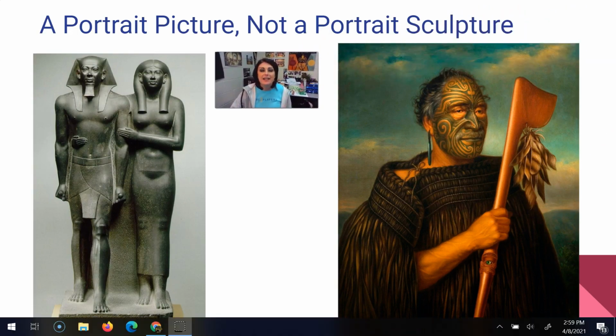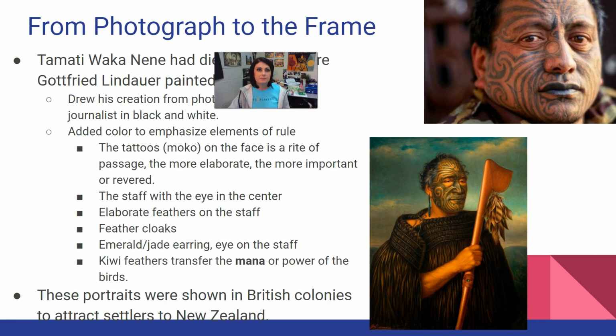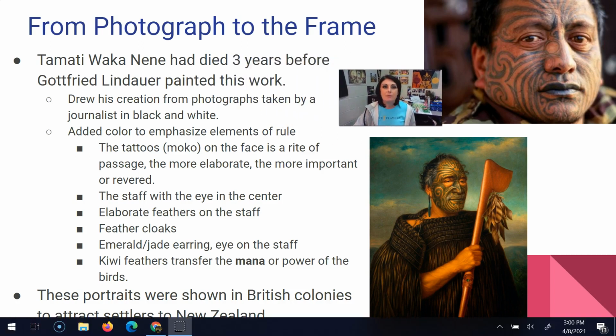All right, and again, it's kind of like with the Ka statues that we saw in Egypt. This was a portrait not just to be looked at. This had power to the Maori. Like, it kind of harnessed a spirit of them as an ancestor. All right. Tamati Wakanene actually died 3 years before this work was painted. We have no idea how he would have actually felt about it.